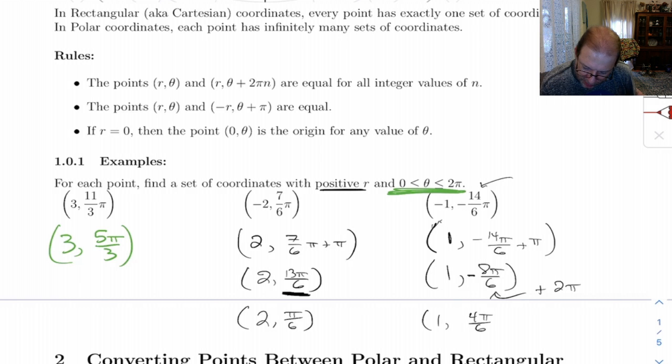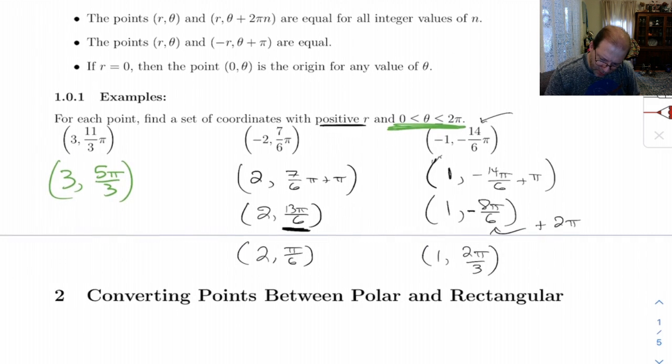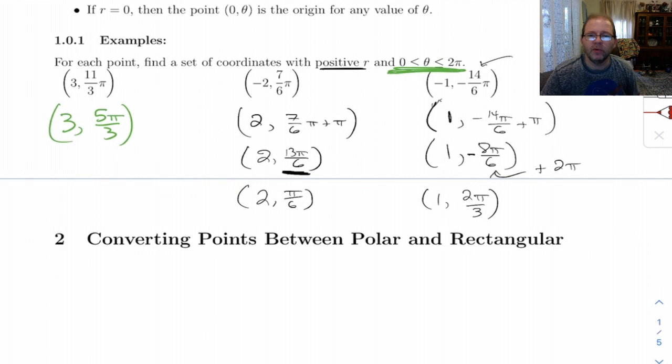And what is 4π over 6? That's... I'm just going to erase that and rewrite it. 4π over 6 is 2π over 3. So anyway, that's all there is. Just, you know, if you change the r from positive to negative, you have to add π, and then you can always add any multiple of 2π onto it without changing the direction of the angle. So I want to talk about converting between polar and rectangular, but we'll do that in the next video.